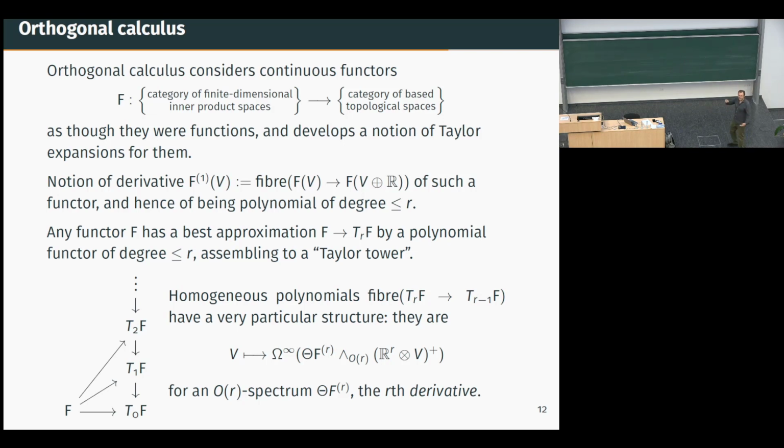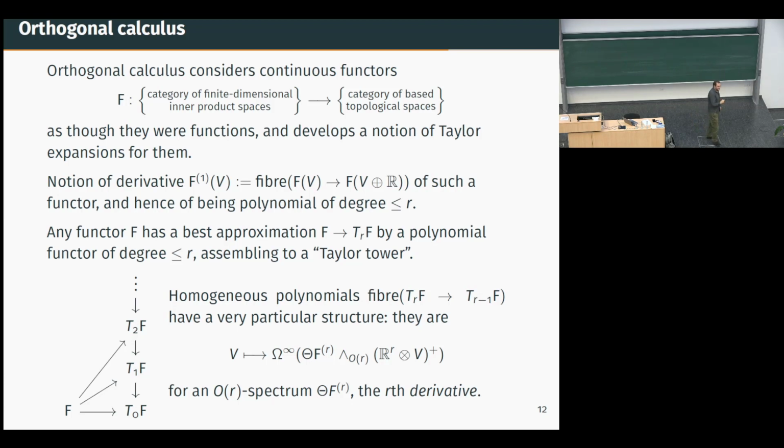And so whenever you have anything else that has an action of O(r), you can somehow tensor them together and divide out by the difference. And you do that. So whenever you have anything that has an action of O(r), technically it's an O(r) spectrum, you think of that as being the coefficient of like the nth Taylor coefficient. You can form this thing, and that will be a homogeneous functor for sure. And the non-trivial theorem is that every homogeneous functor looks like that.